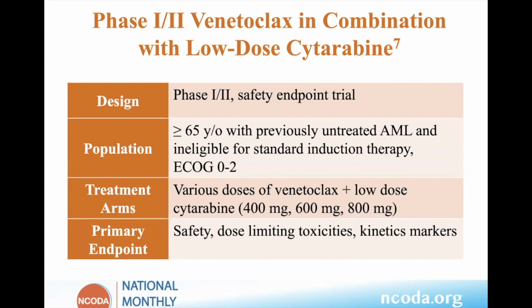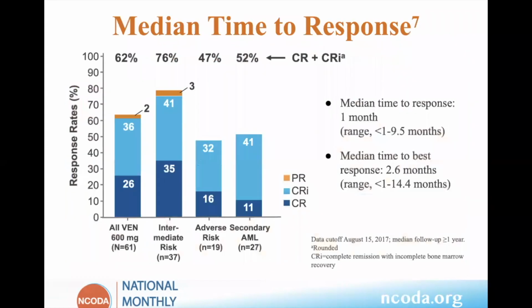The primary endpoint was safety, dose-limiting toxicities, and kinetic markers. One of the important things that shook out in this trial, which got it approved so quickly, was a really short time to response. In these patients, the median time to response was 1 month, and the median time to best response was 2.6 months. That's unusual, to get a drug that works so quickly in this AML setting.